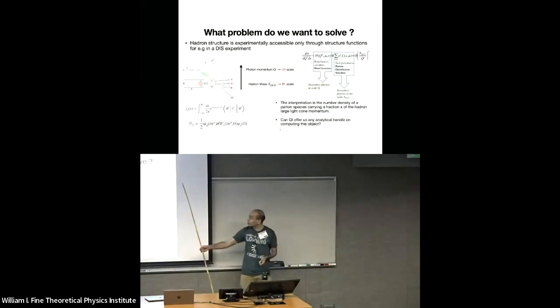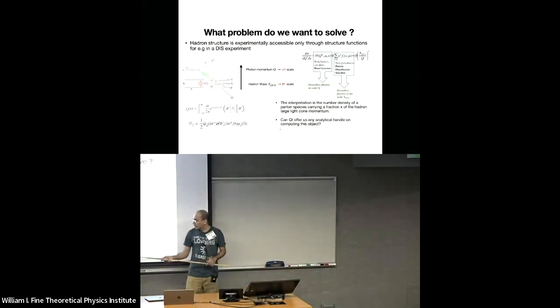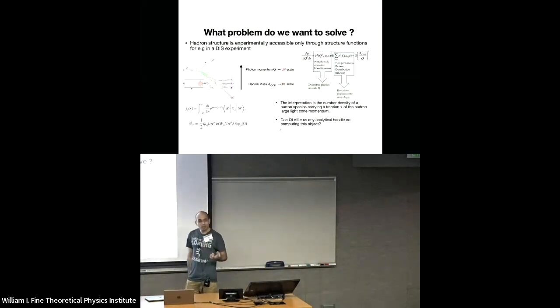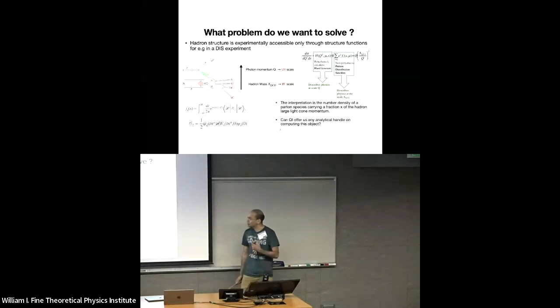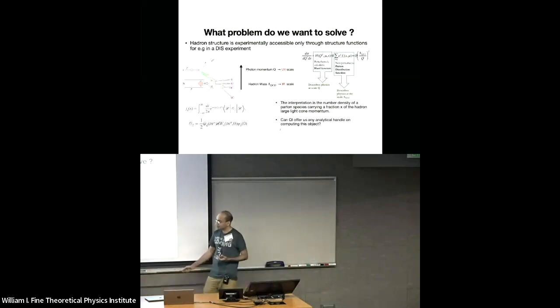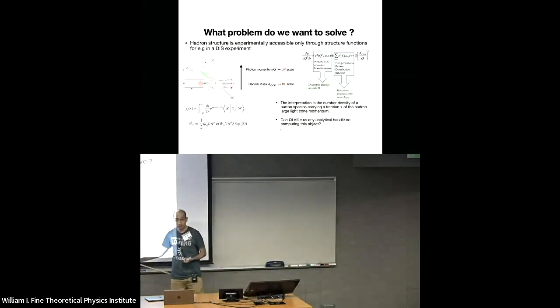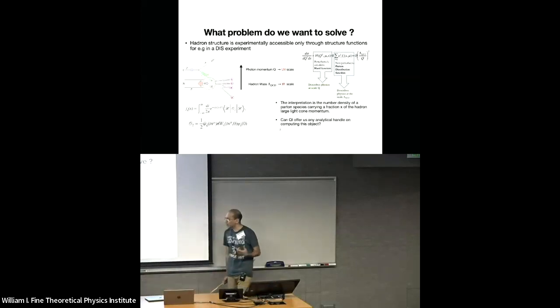This object here, which is the PDF in this case, I'm sure all of you are familiar with, is just the projection of the hadronic state onto a bilinear operator, which is separated on the light cone. It has a very simple physical interpretation: it's a function of this variable x, and we can interpret that as the number density of partons of that particular species. In this case, it's a quark carrying a fraction x of the boosted hadron momentum. So that's the simple interpretation of this object.